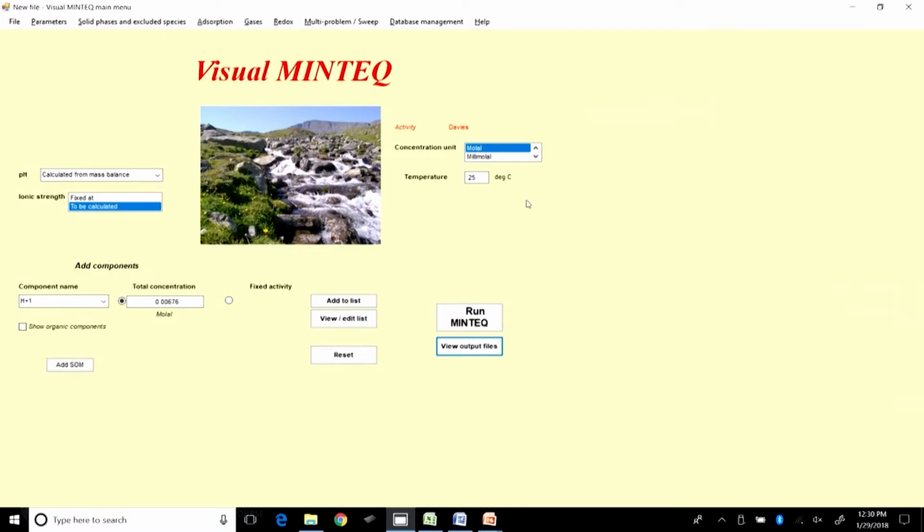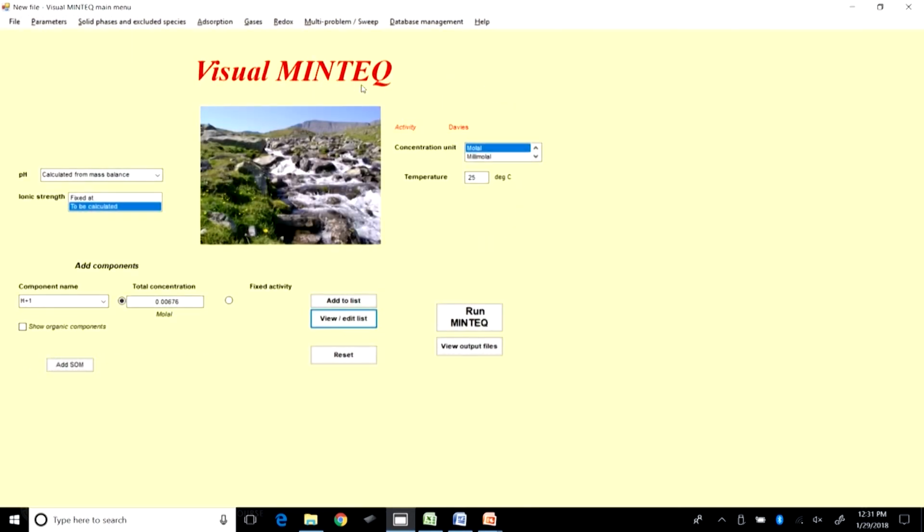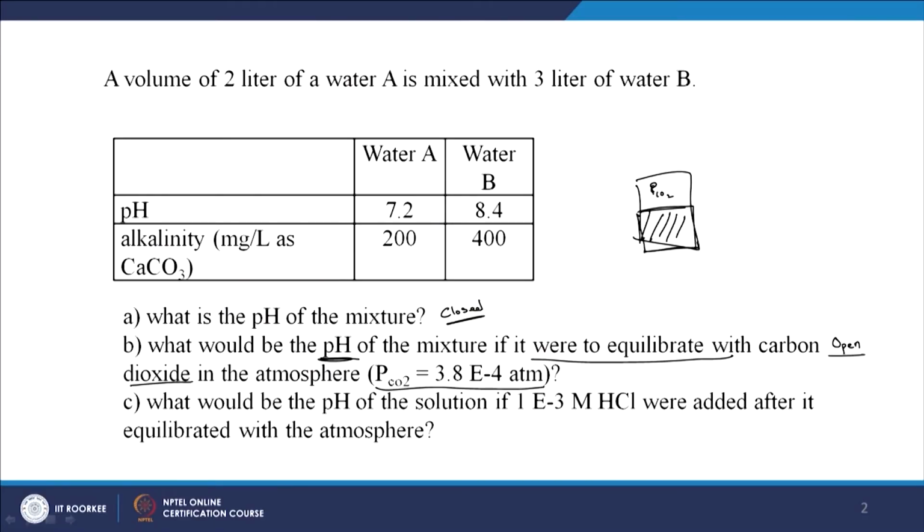So let us switch back to Visual MINTEQ, and where do we have that here? In view edit list, this is something we already have plugged in from the previous lecture session. These were the values of H total and CO3 total we calculated from the component balance, right. And now I need to have a new case or new variable. What is that? The case is that I now have a new partial pressure of CO2 that is in equilibrium, and what is that? It is 3.8 times 10 power minus 4 atmospheres, right.